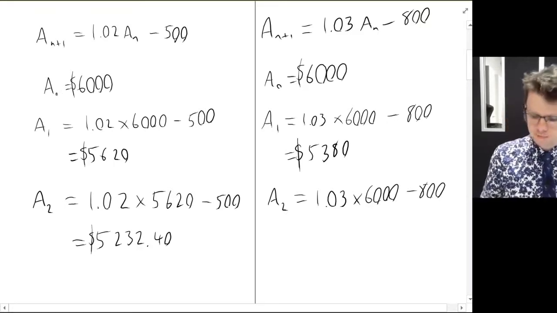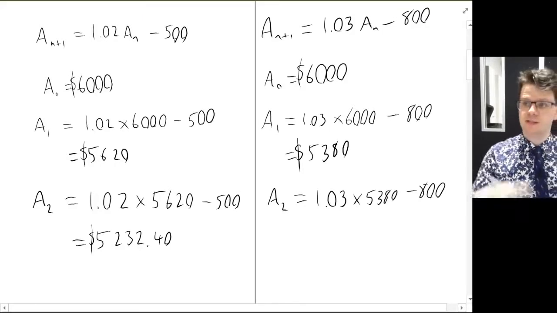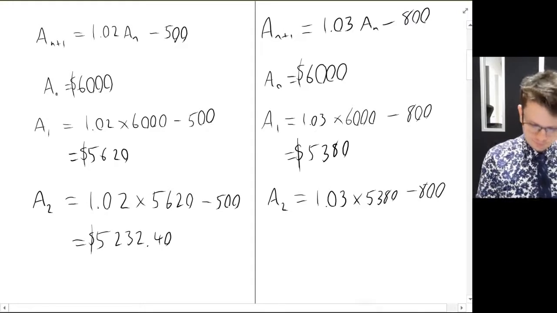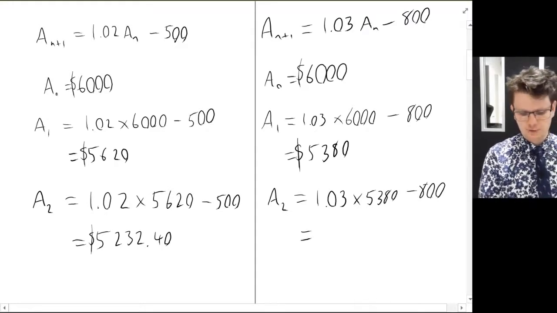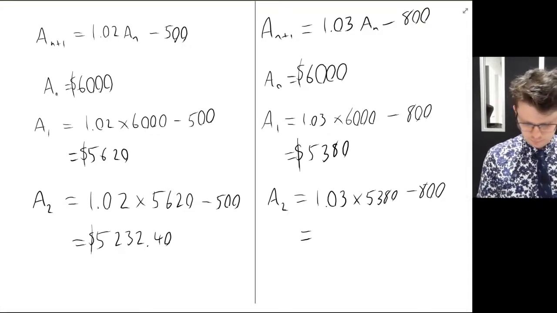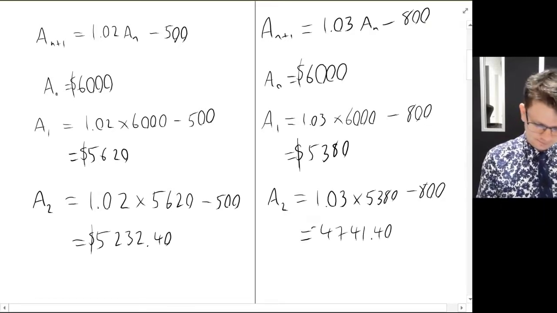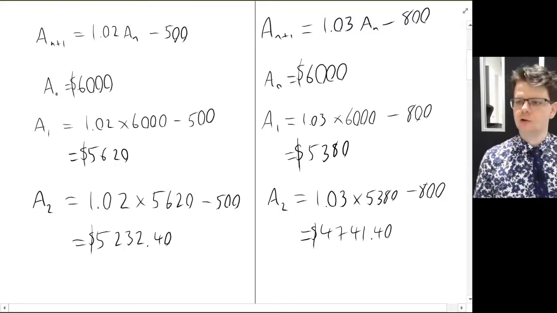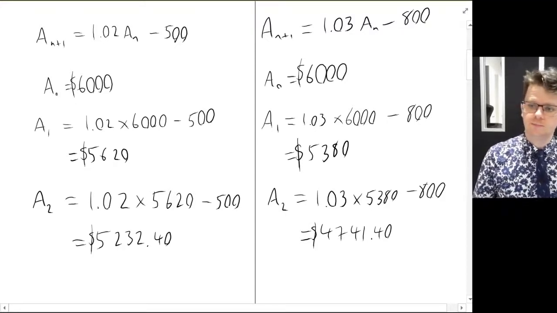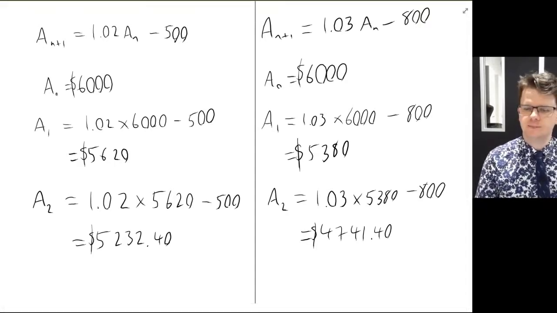Oh, made a mistake. See the 6,000 here? Shouldn't be there, because it's not of the starting, it's of the previous term. $4,741.40. So after 2 quarters, or half a year, you'd be left with $4,700 to pay off still. So this is a basic introduction into our loans.